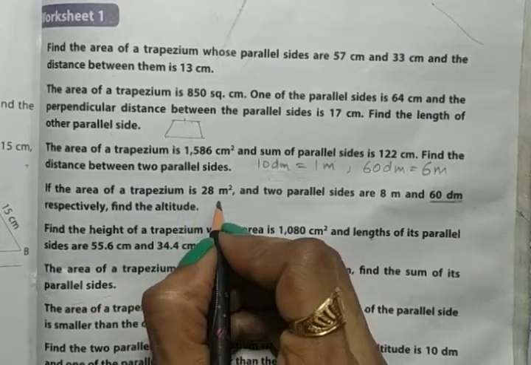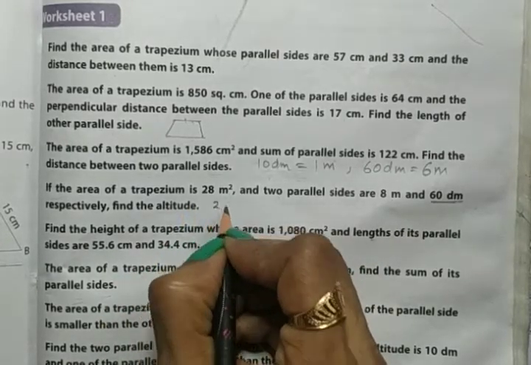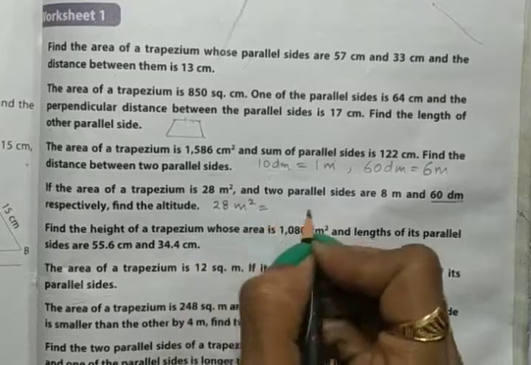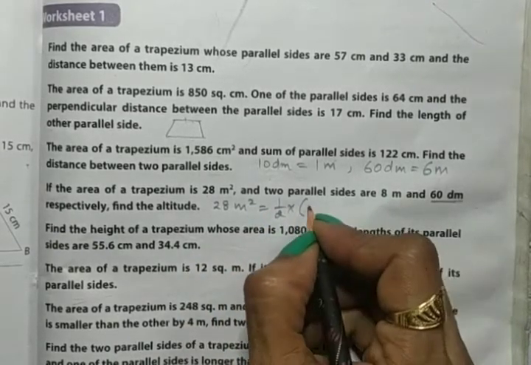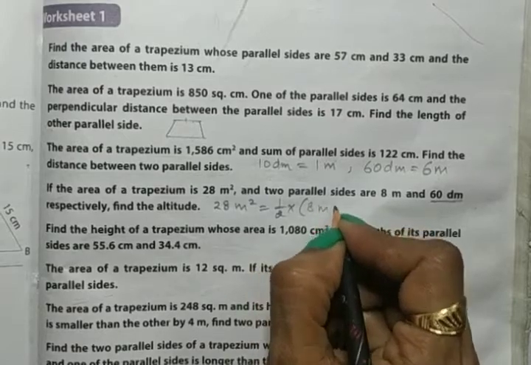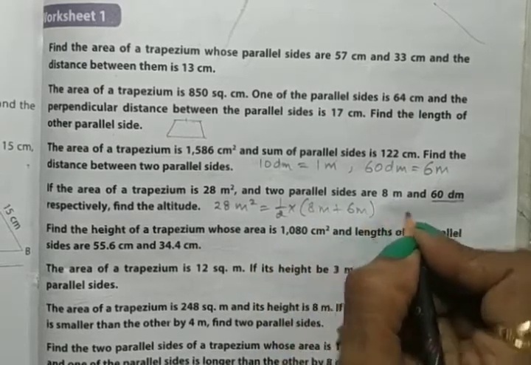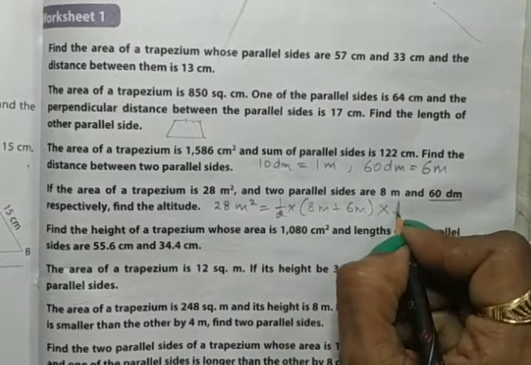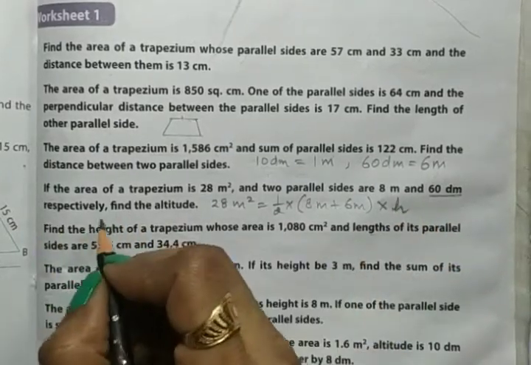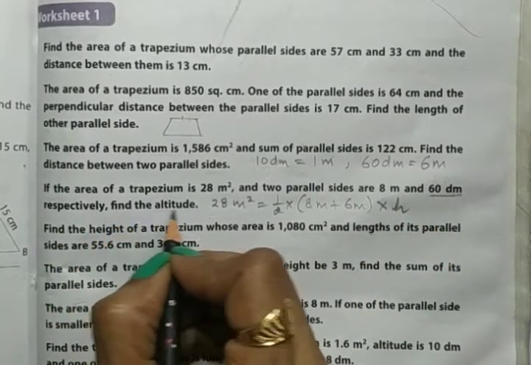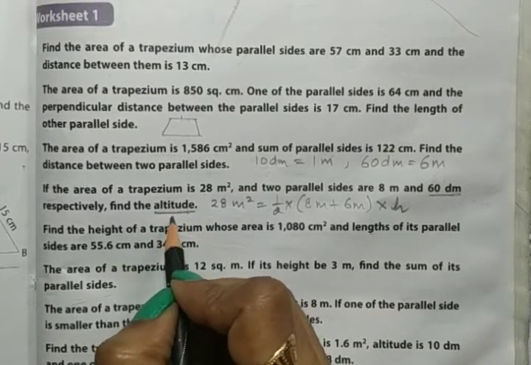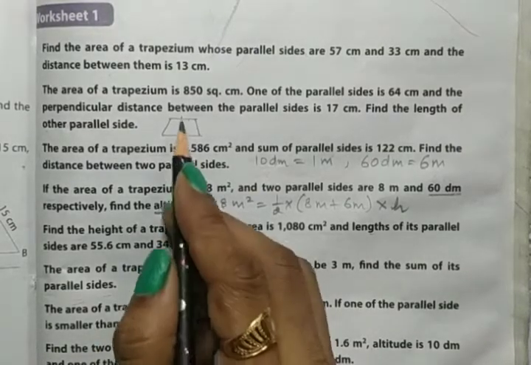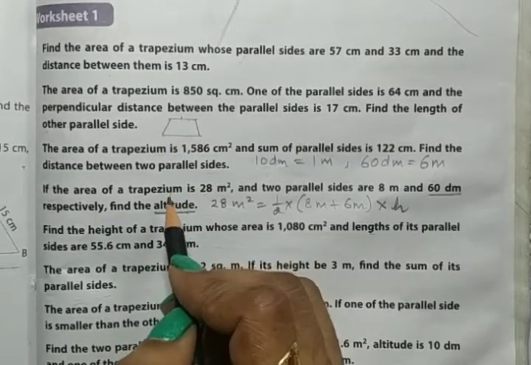Now according to the formula, area of a trapezium, that is 28 meters square, is equal to half multiplied by sum of the lengths of two parallel sides, that is 8 meters and 6 meters, multiplied by height. And in the question we have to find the altitude. Altitude means we have to find the height of the trapezium, or we can say the distance between two parallel sides.